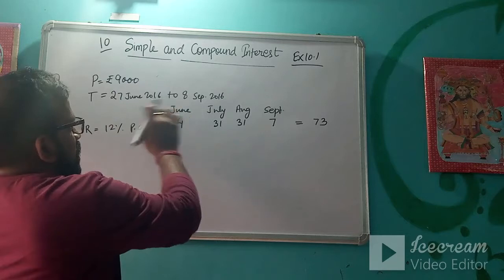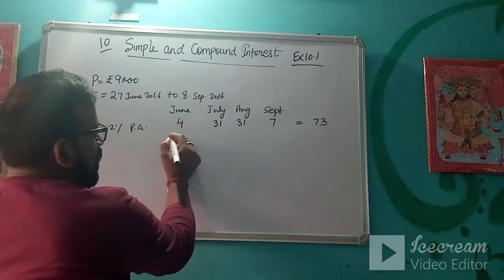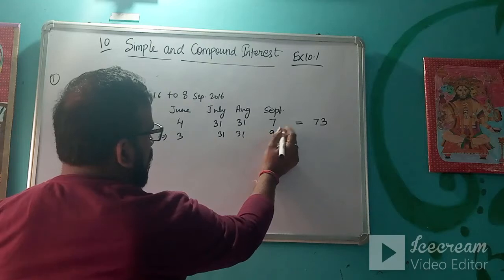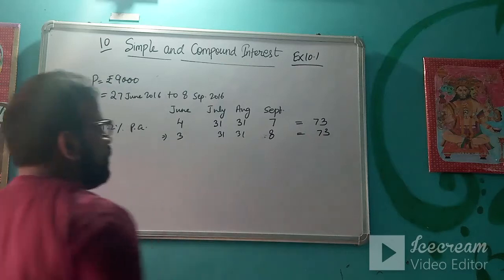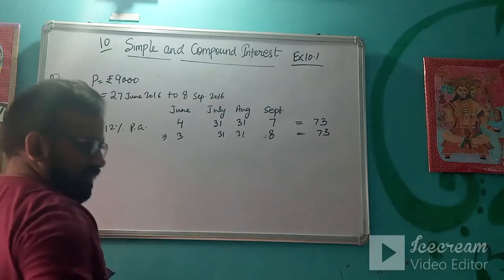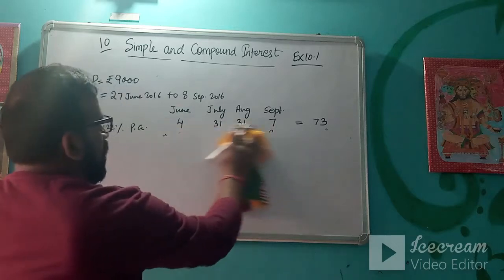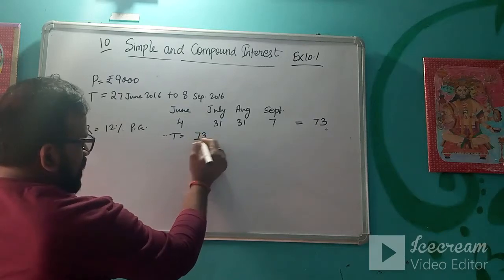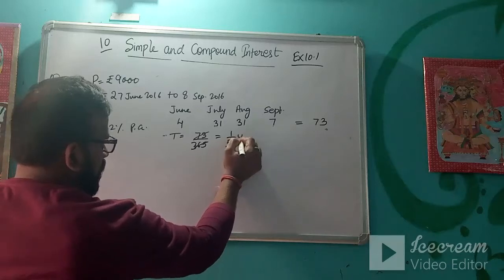Or if you do not take 27 into consideration, then June will contain 3 days. It will be 31, 31, and September will now have 8 days. So again you can see the total is 73. So you can take either 27 June or 8 September, whichever date you want to take into consideration. So what is the time then? Time will be 73 upon 365, that is 1 upon 5 years.